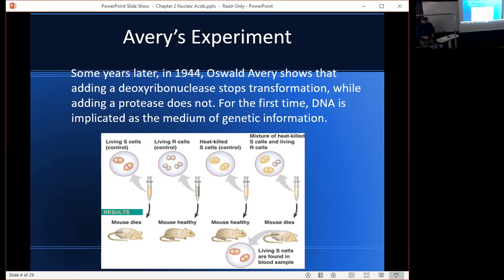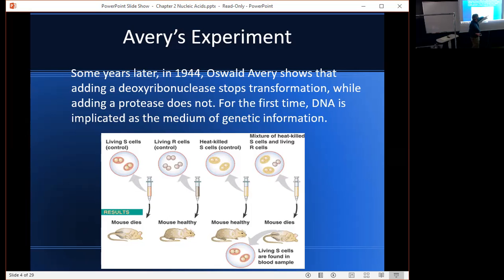About 16 years later, 1944, Oswald Avery repeats Griffith's experiment, but he does something different in this case. Okay, so Oswald Avery shows that adding the deoxyribonuclease stops transformation, while adding a protease does not. For the first time, DNA is implicated as the medium of the genetic information.